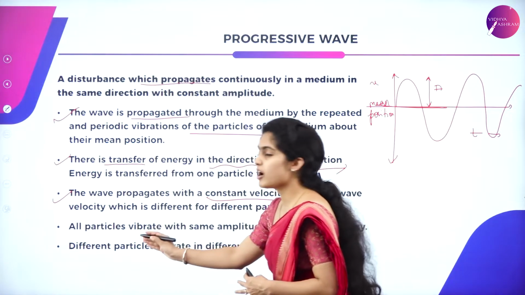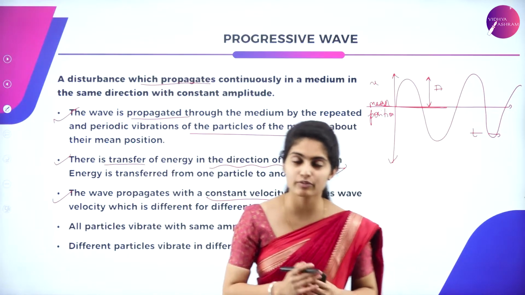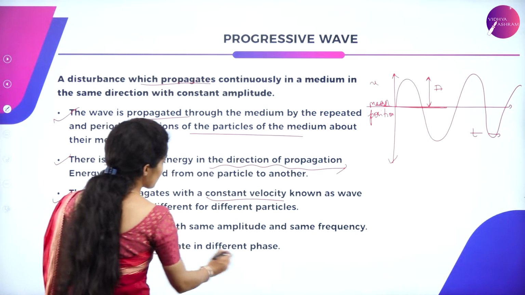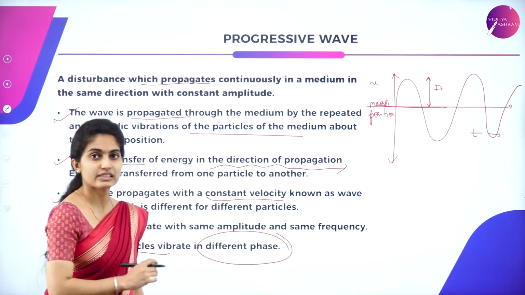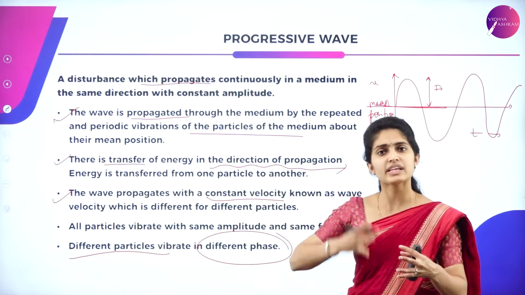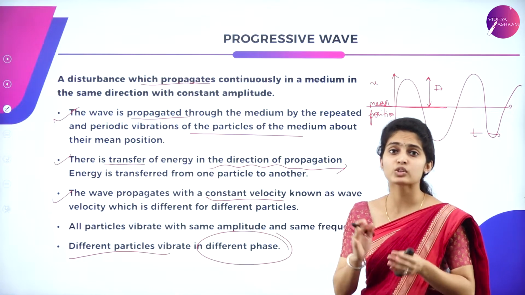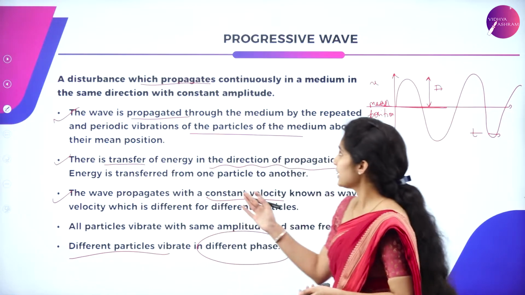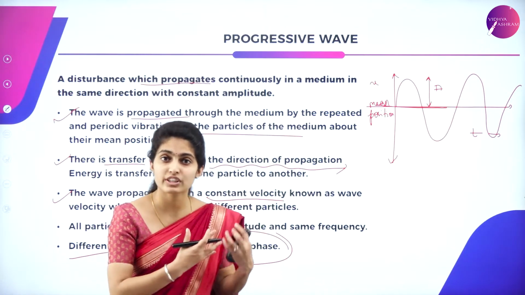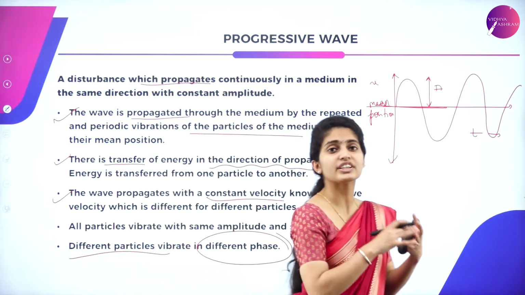So all particles vibrate with the same amplitude, and the frequency is one and the same. Next, different particles vibrate in different phase. So the particles have different phases. Each and every particle vibrates at the same time in a different phase. No two neighboring particles will have the same phase. So that's all about the progressive wave. The progressive wave is the normal wave we study, that is, the disturbance which is created in the form of a continuous motion.